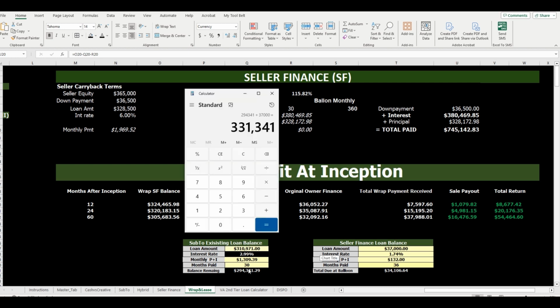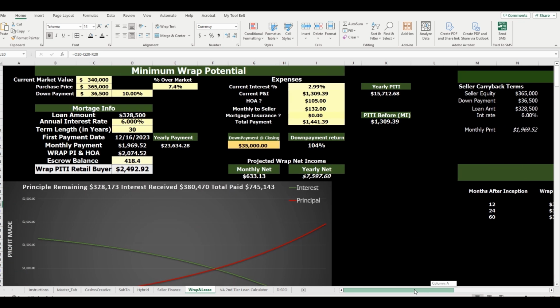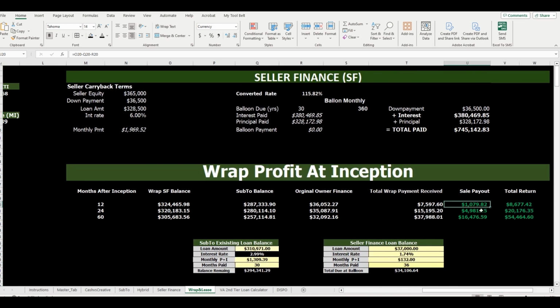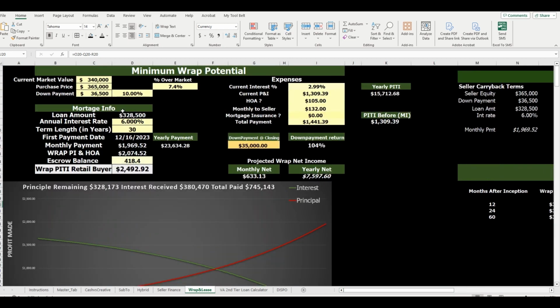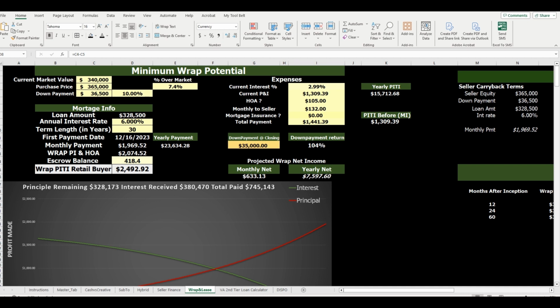So we can go based off of the minimum, but keep in mind that you want to have a buffer between the existing debt on the property and the new debt that you are creating with the retail buyer. So I don't like that, because that sale payout is very little. So we need to bump up the loan amount here from $328 over the $331. So let's try and target a loan amount of $335. So we've got a greater buffer here.